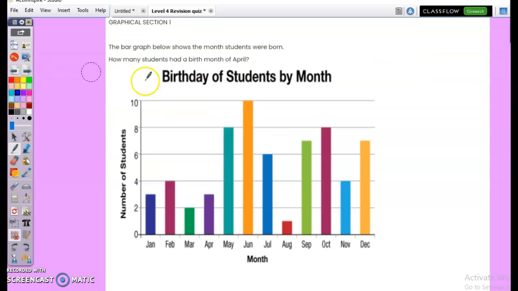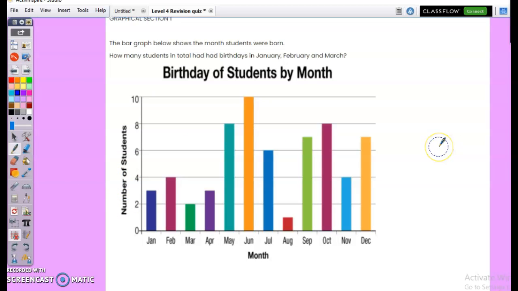The graphical section then, how many students had a birthday in April? Here's April here, it's exactly halfway between 2 and 4. Halfway between 2 and 4 would be 3. Same graph, this time I want to know how many people had birthdays in January, February and March. So January would be 3, February is 4, March is 2, add them together. We get 9 people altogether.